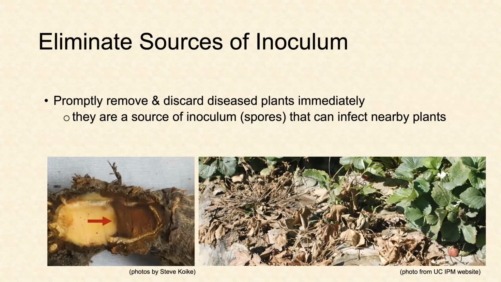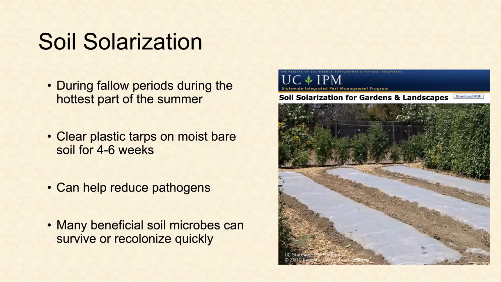Another big one is promptly eliminating sources of inoculum. So removing and discarding diseased plants immediately is really going to help because they are a source of inoculum or spores that can affect nearby plants. So as soon as you start to see symptoms of disease, if you can, pretty quickly removing that out of the field is going to be helpful.